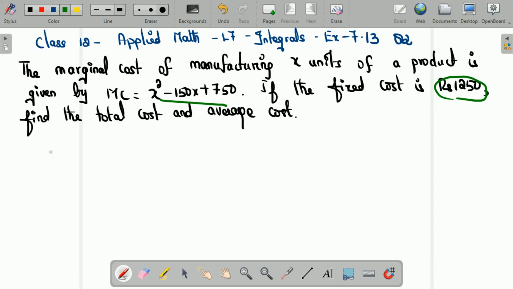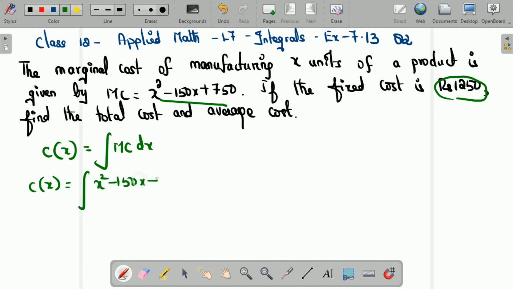So, we need to know what is the total cost that is given by an expression C of X, which is nothing but integration of marginal cost. Okay, so let's perform the integration. So, C of X is going to be integral of X squared minus 150X plus 750 dx.